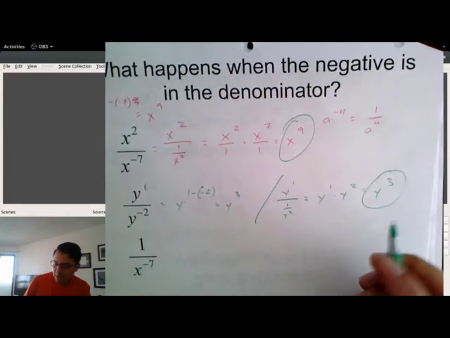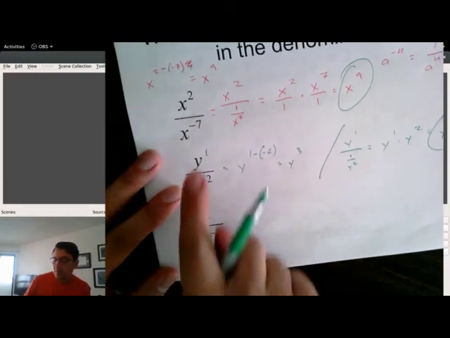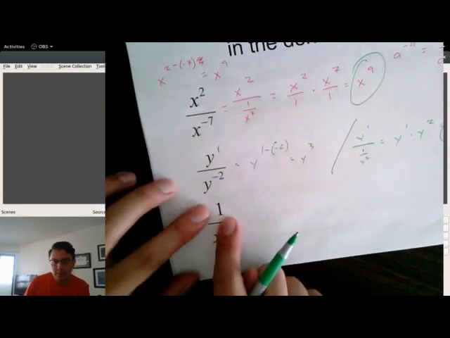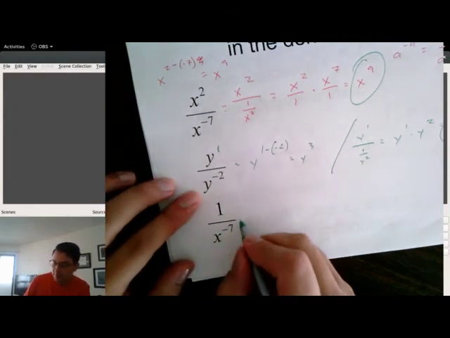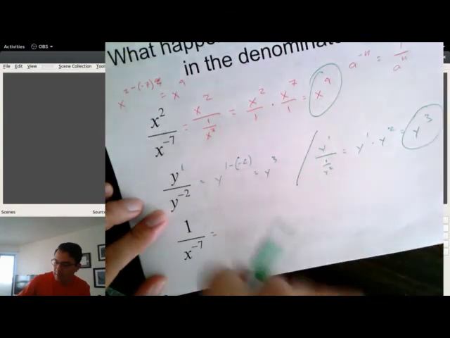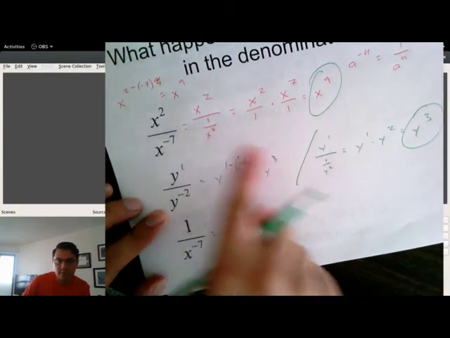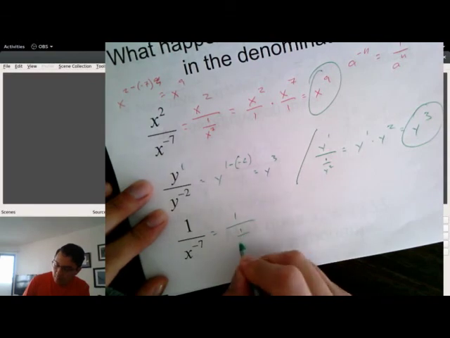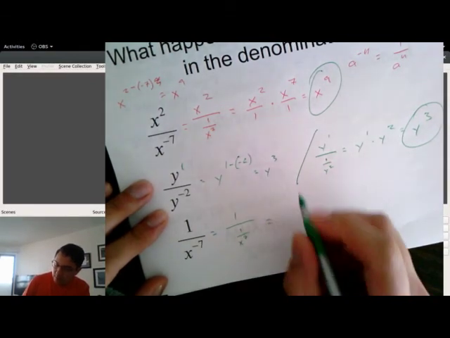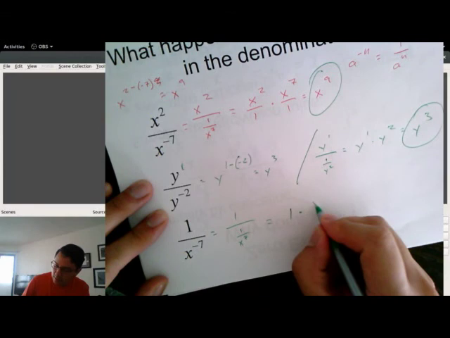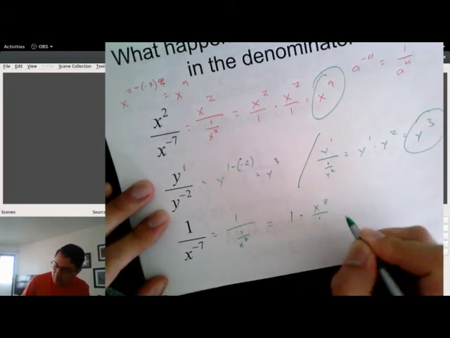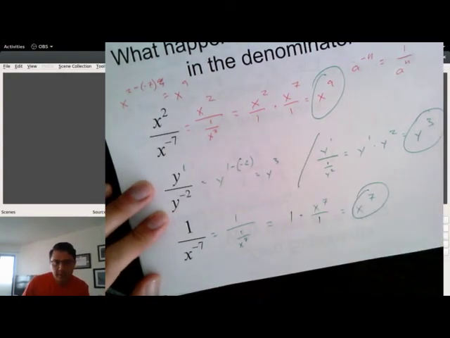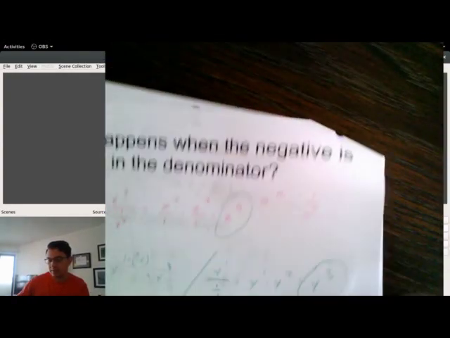Okay. All right, the very last one here. This one, we don't have a variable in the top like we did on these previous two. Here we just have a constant. So we're just going to apply the rule directly, or we'll apply this version of the rule, what we did in these two steps. So this will be 1 over x to the 7th, which becomes 1 times x to the 7th over 1, which is just x to the 7th. Okay, great. Next page. Almost done here.